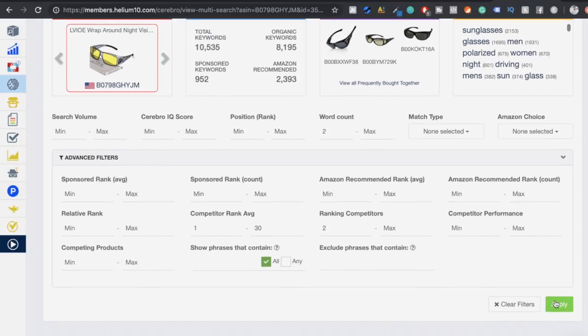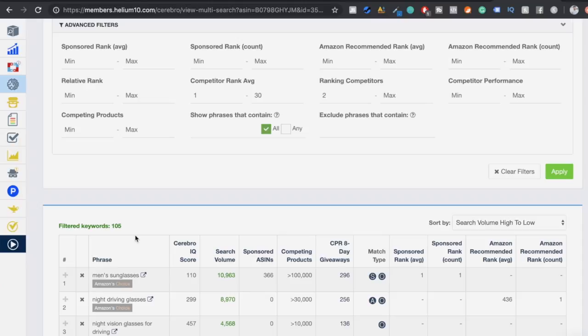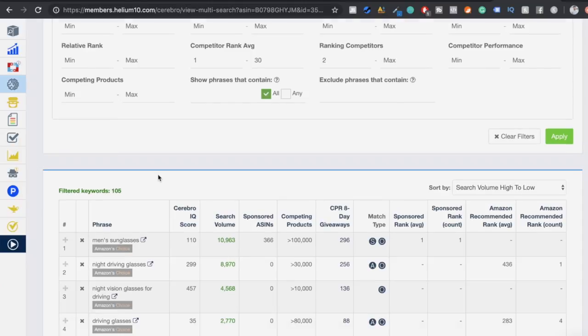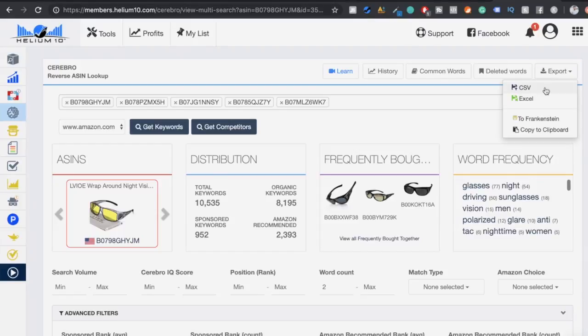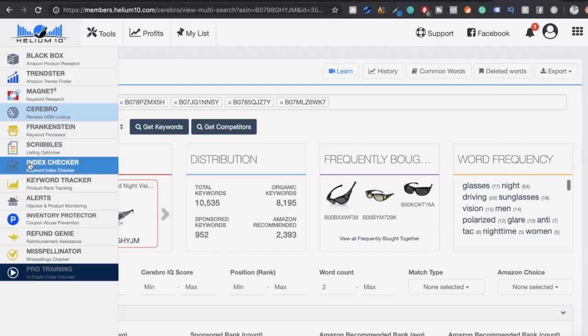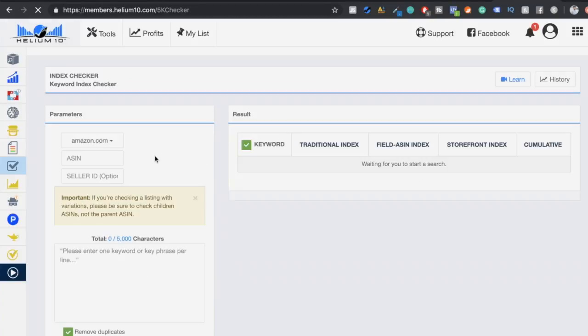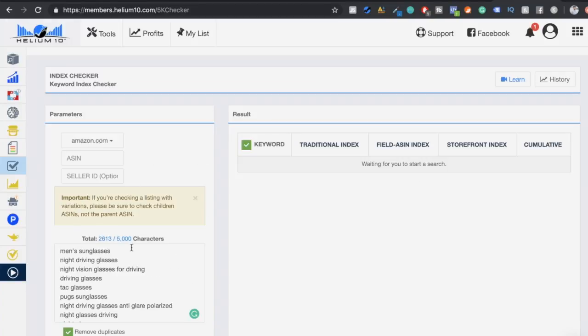So press apply here, and as you can see, we have 105 keywords. Now what you want to do is not touch anything, just take your keywords, come up here, and press copy to clipboard. Then we're going to go to index checker and paste them all in here. The reason we're doing this is that we've realized these are the relevant keywords, the keywords that are making the most money, but we want to know where we're actually ranking for them.